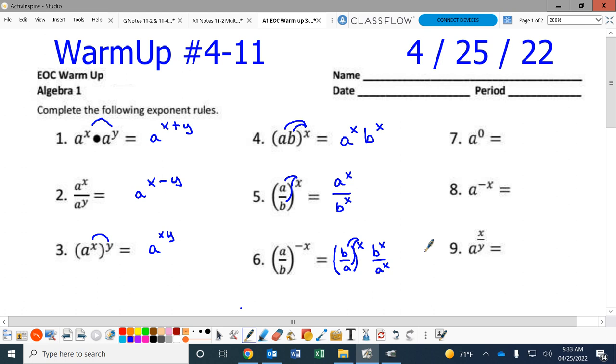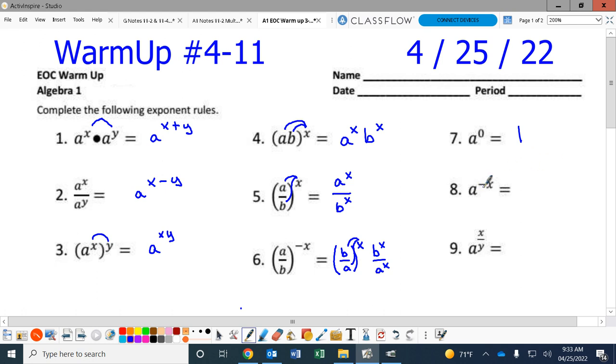Doesn't matter, guys. Oh, and anything raised to the 0 power is what? Anything raised to the 0 power is what? 1. Just 1. That doesn't apply to 0. We talked about that before, but anything other than 0 raised to the 0 power is 1.